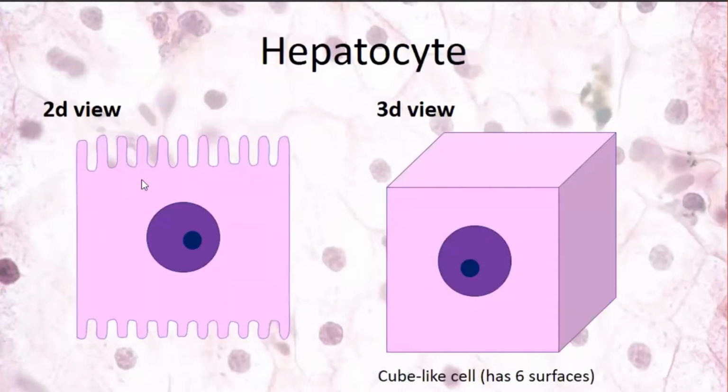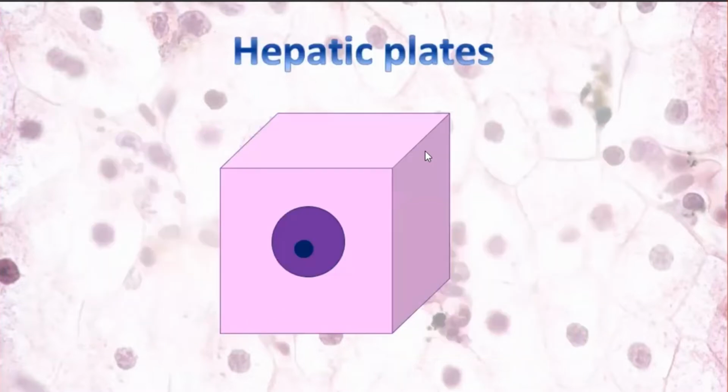And here we can see the shape of a hepatocyte. It has a shape which is close to a cube, so cuboid shape. It's a cube-like cell, and it has 6 surfaces. And we will use this cube model to construct the hepatic lobule. Let's look at how the hepatic lobule and hepatic plate are made up of hepatocytes.